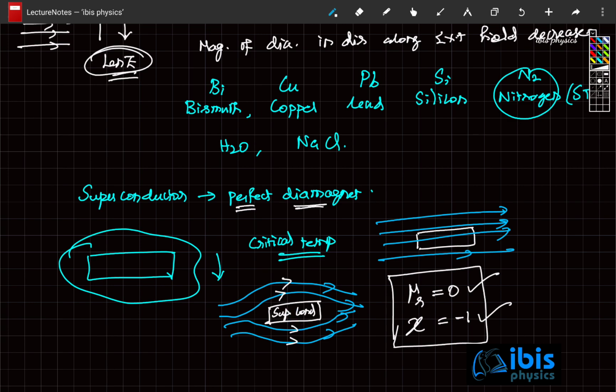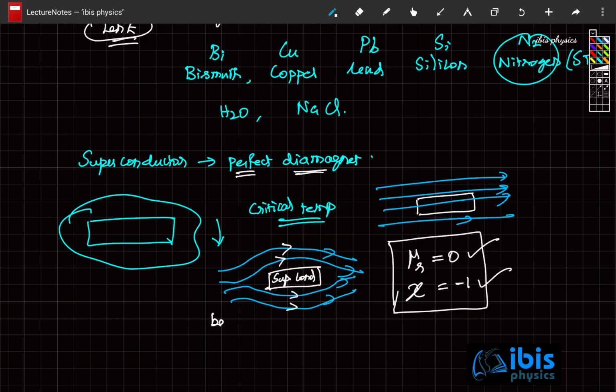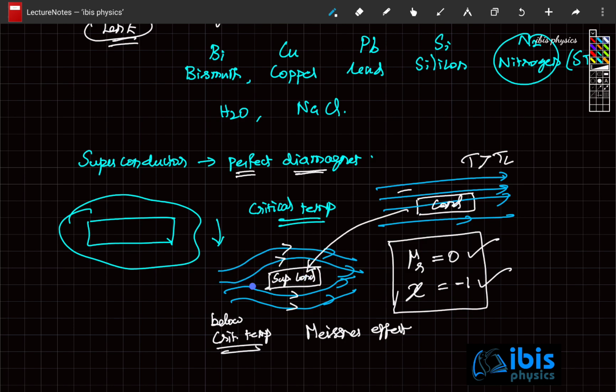This exclusion of the magnetic lines of force from the material below the critical temperature is called the Meissner effect. The Meissner effect is named after the scientist who discovered this. So this is above the critical temperature: lines of force are passing through the material. Below the critical temperature, this conductor becomes a superconductor. Hence, none of the magnetic lines of force are going through the material.